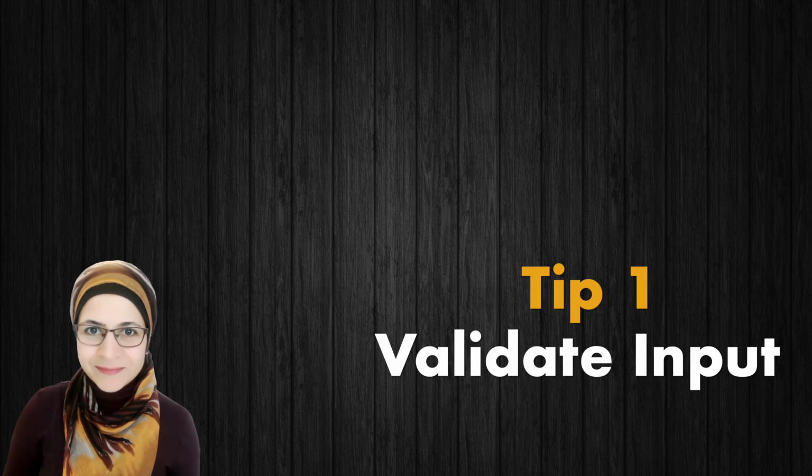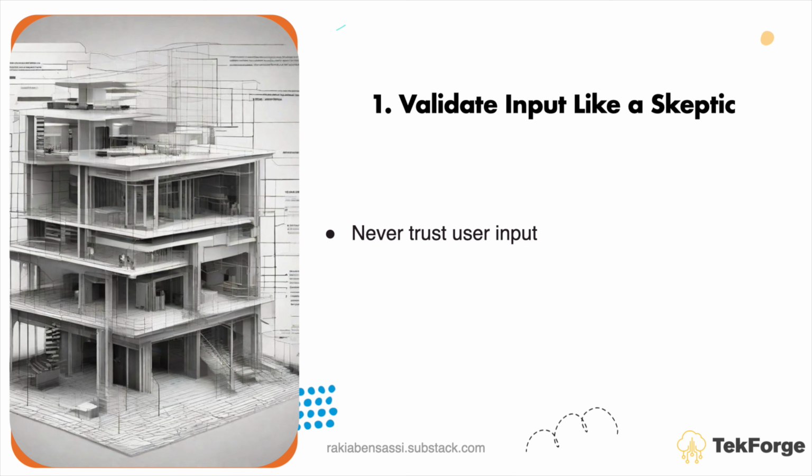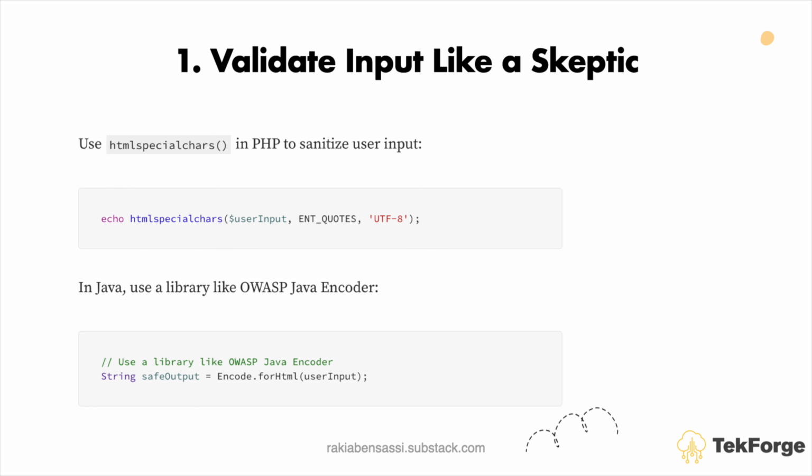First tip, validate input like a skeptic. Never trust what users enter into your app. It could be innocent or it could be a grenade. Always validate and sanitize input. For example, if someone's typing a username, make sure they are not sneaking in code. Use the htmlspecialchars function in PHP to sanitize user input. In Java, use a library like the OWASP Java Encoder.